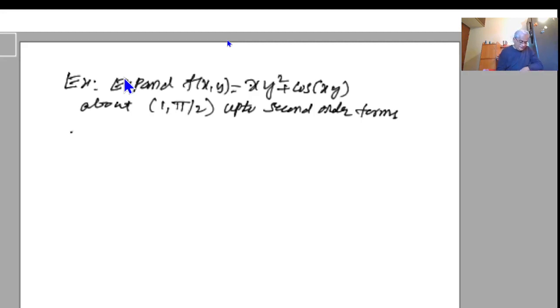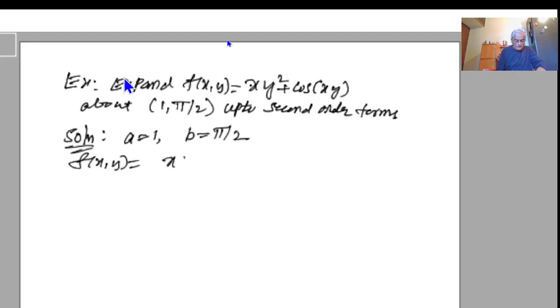So here a equal to 1, b equal to pi by 2. Up to second order derivatives means up to second order powers, so we have to find up to second order derivatives. Let me find one by one. So here we have f of x comma y is equal to xy square plus cos xy.